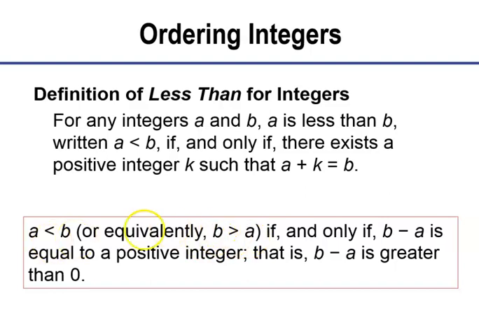They do mean exactly the same thing. Again, the alligator is still open to the bigger number, which is B, if and only if B minus A is equal to a positive integer, that is, B minus A is greater than 0.